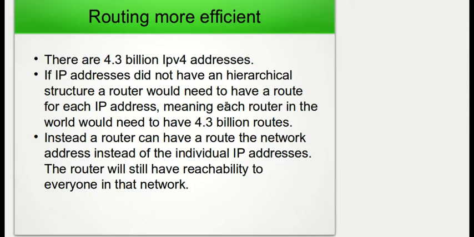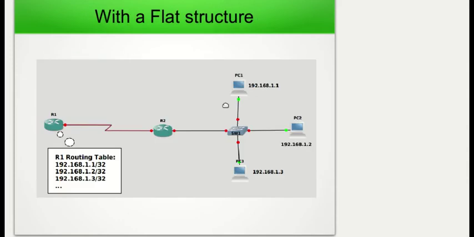And so instead of a router having a route to each individual IP address, it can have a route to the network address, and because routers know that the network address has special meaning, it knows that as long as it has this route to this network address, it knows it can reach any device within that network, because this network address represents all of those devices, and the router will still have reachability to everyone there.